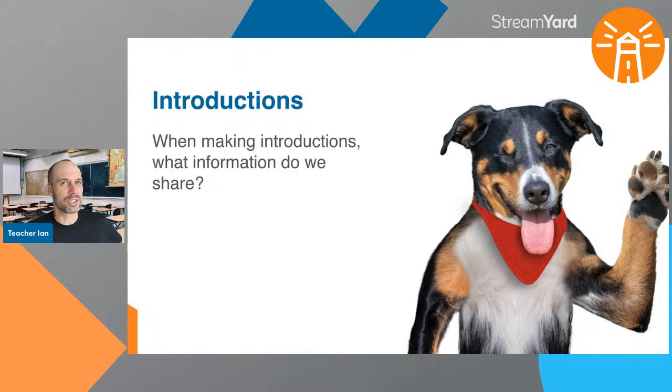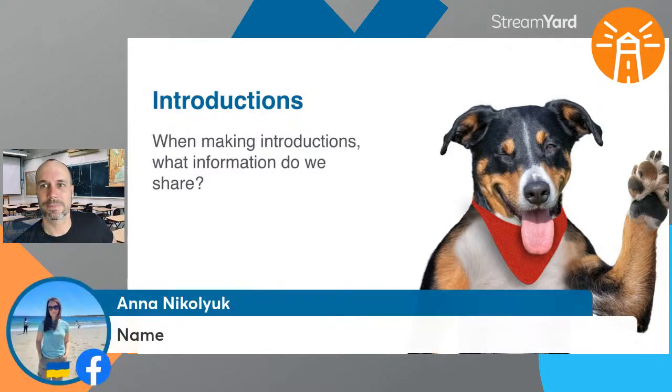What information do we share? We don't share everything about ourselves. We don't say our middle name. We don't say our social insurance number. We don't say our favorite restaurant. We don't say our bank account information. But we do usually give some information about ourselves, so that person can know a little bit more about who we are and maybe some other information.